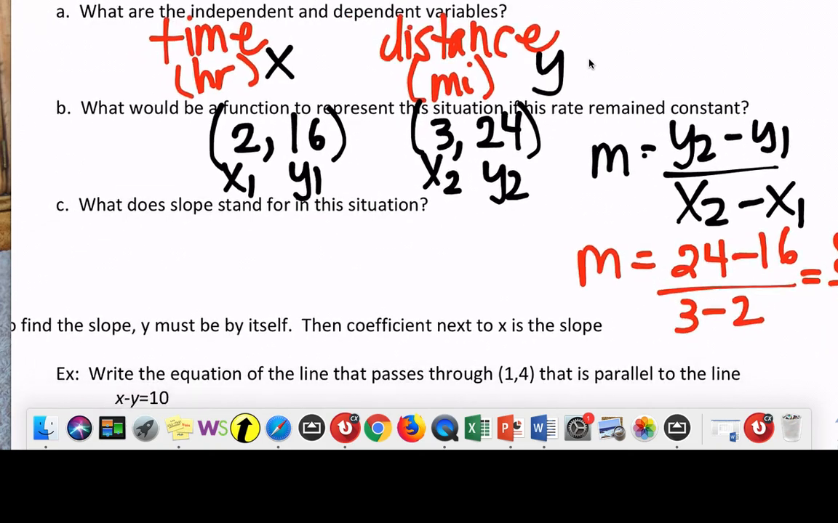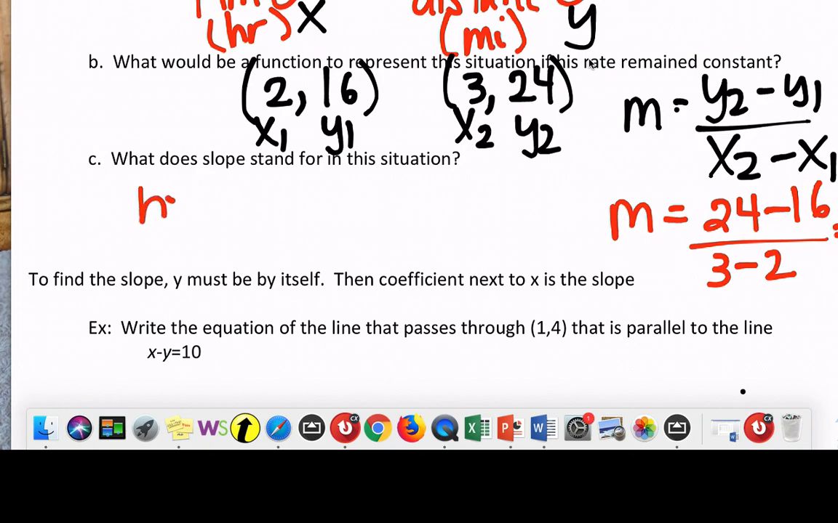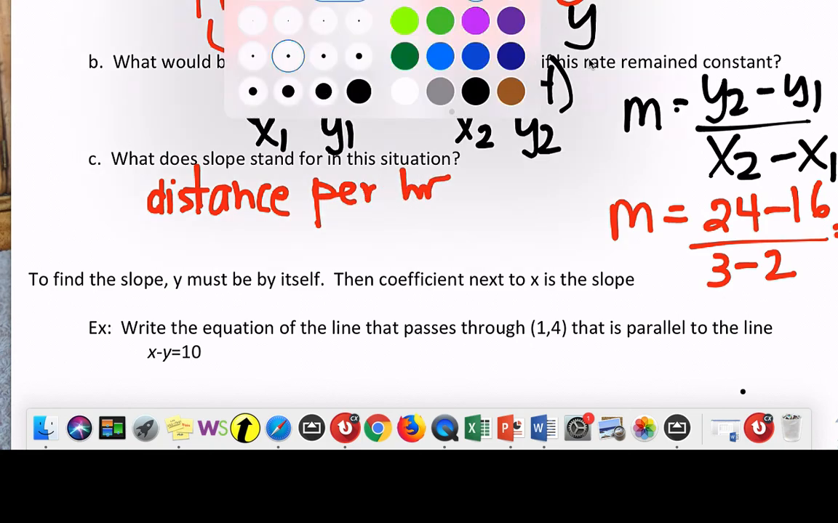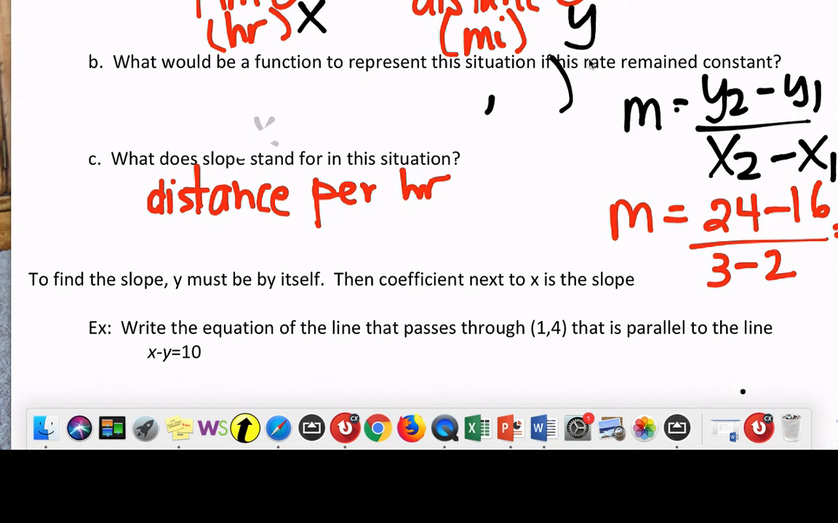Okay, so again, what does the slope stand for in this situation? The distance he travels per hour. All right, let's write the actual function up though. Let me erase what we have here. Our slope is 8. We'll write y equals 8x, since slope goes next to the x. You can write the plus 0, but since it's plus 0, we don't need it. So every hour, Joseph travels 8 miles. That's what that would stand for.